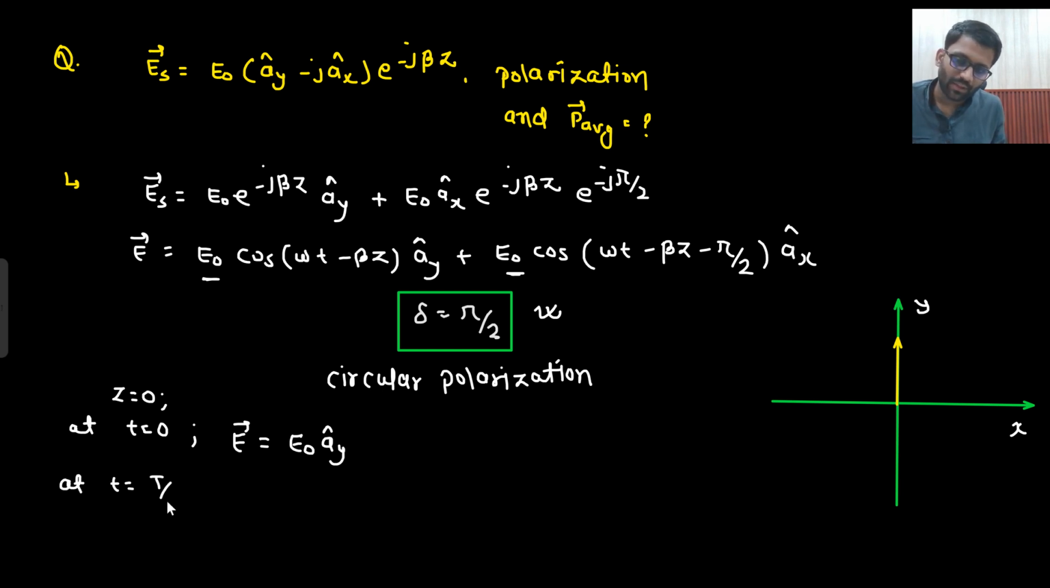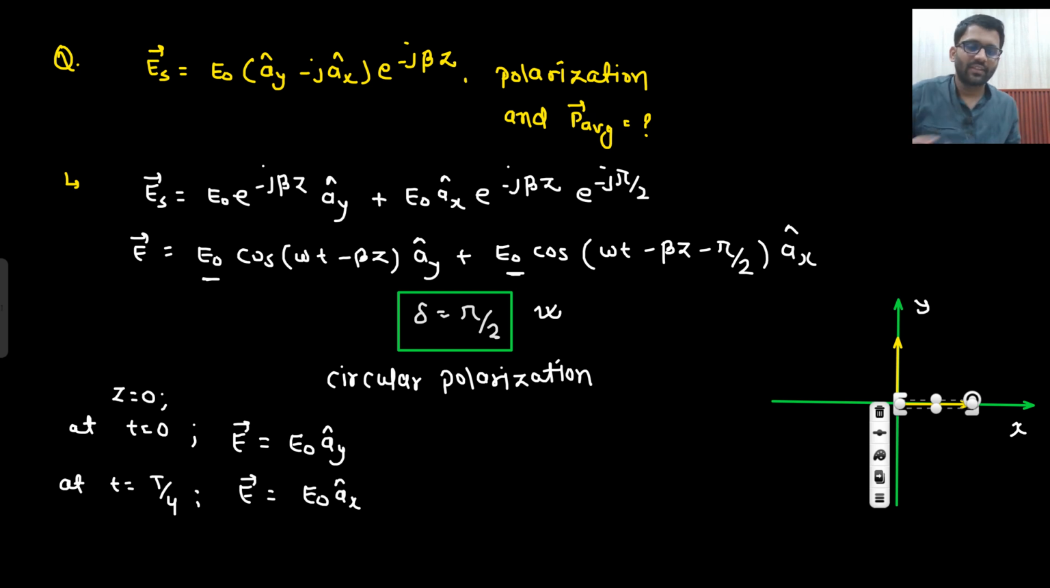At t equals to T by 4 we can check, or T by 8 we should check. T by 4 we can check, I guess. So which equivalent you will get? What will be omega T value? Omega T value will be pi by 2, right? So cos pi by 2 is 0 only, and cos 0 is pi by 2 minus pi by 2. That would be cos 0. Cos 0 is 1. So E naught ax cap you are getting.